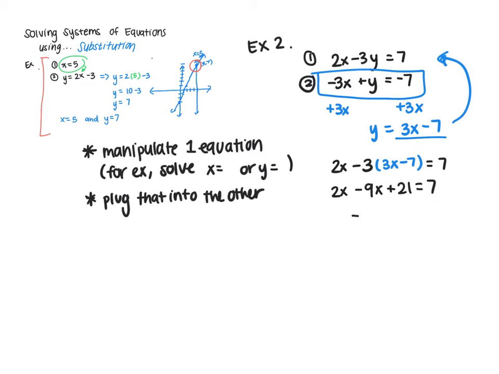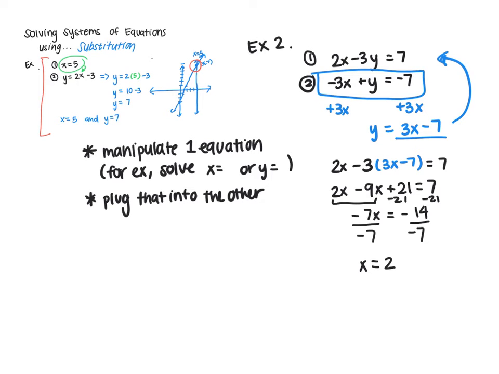Okay, so now we have 2x minus 9x plus 21 equals 7. That gives us negative 7x equals negative 14, because we're combining like terms here, and then we're subtracting 21 on both sides. Then we divide by negative 7, we get x equals 2.